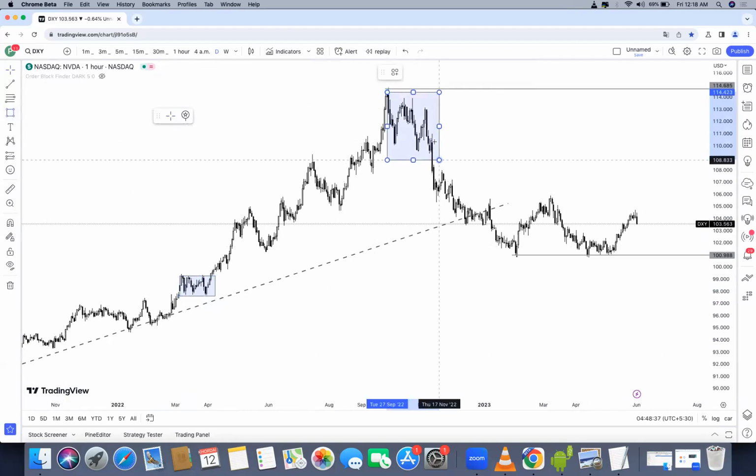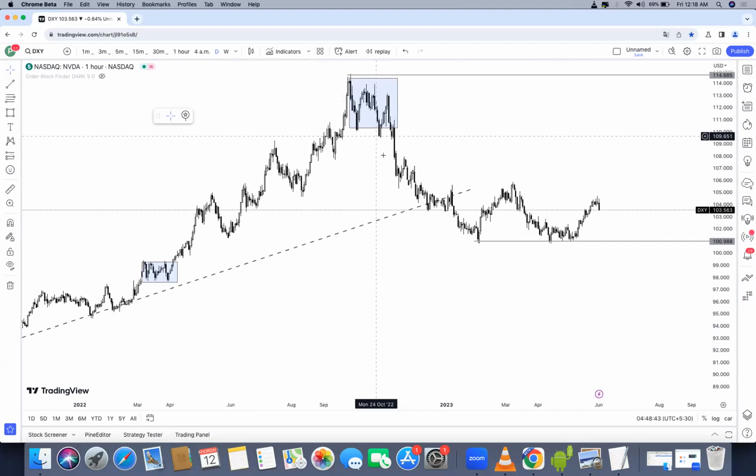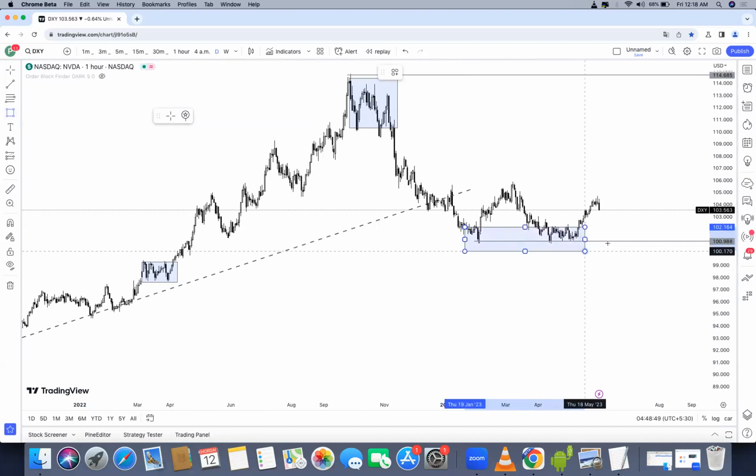another base right here, which gives us the supply zone. And looking from the daily time frame, right here we have a zone as well, which is a demand zone.